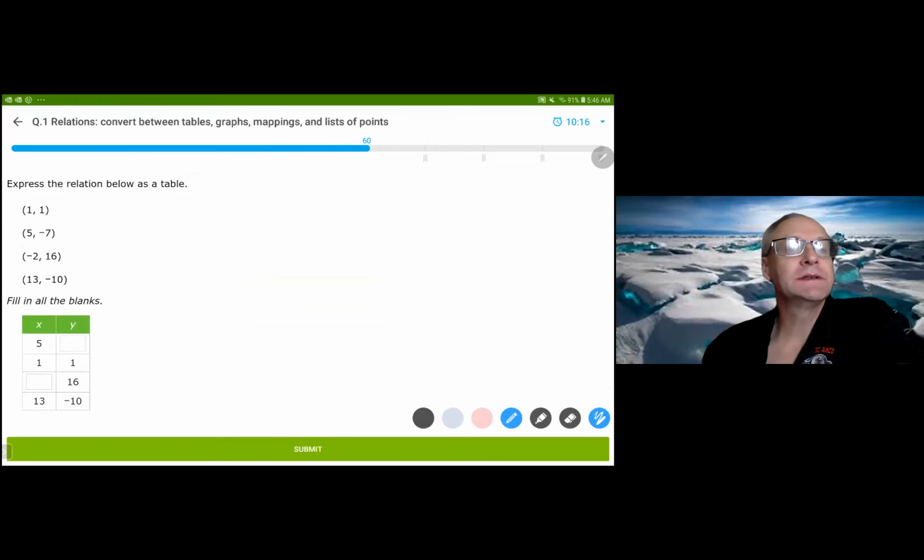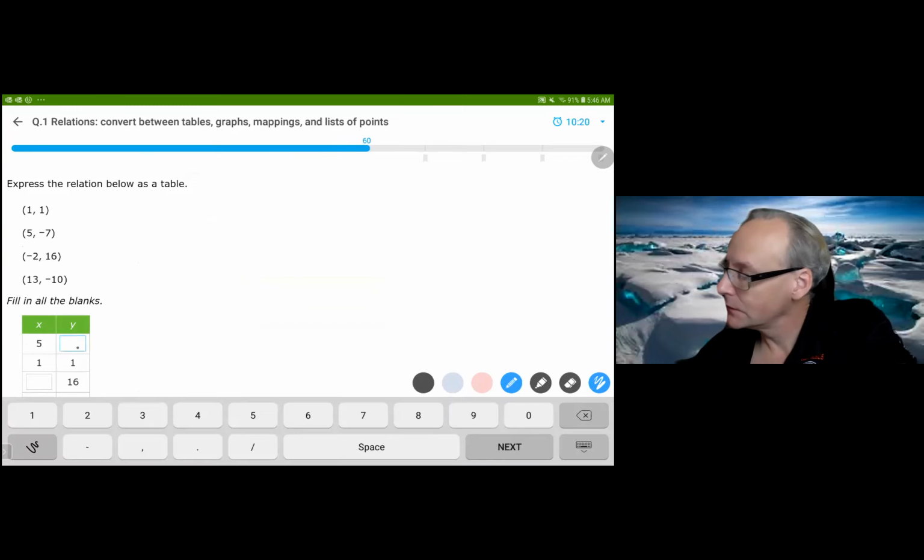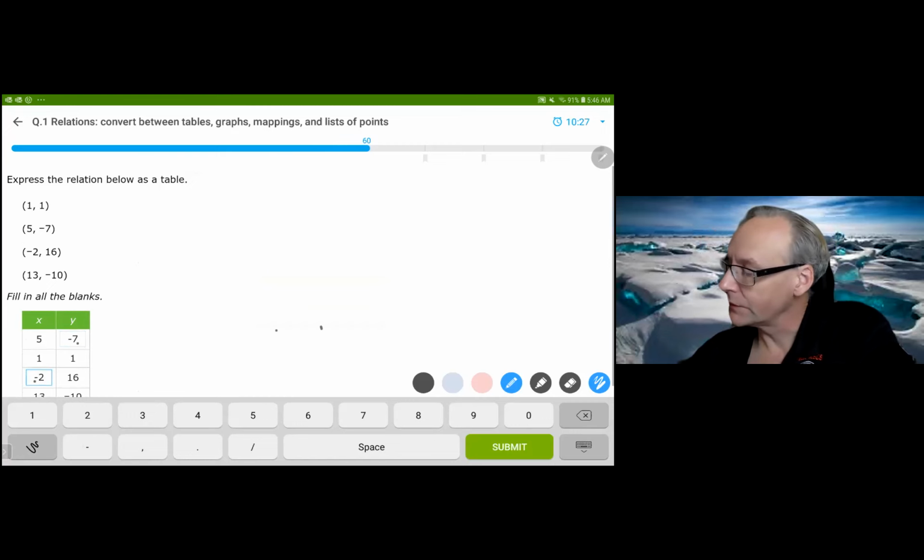All right, express the relation as a table. So obviously we have 5, -7. And we have a -2, 16. I don't think there's any more, is there? No.